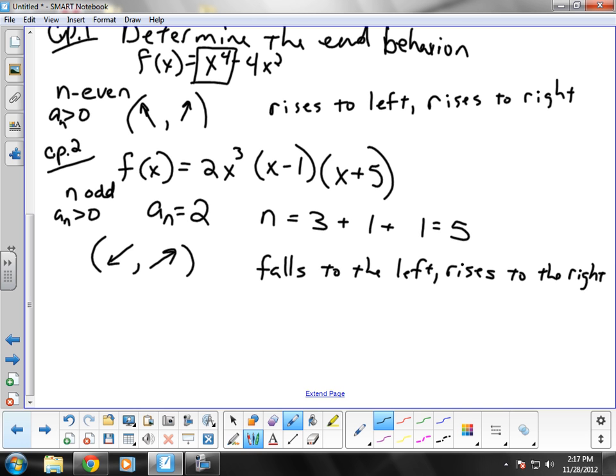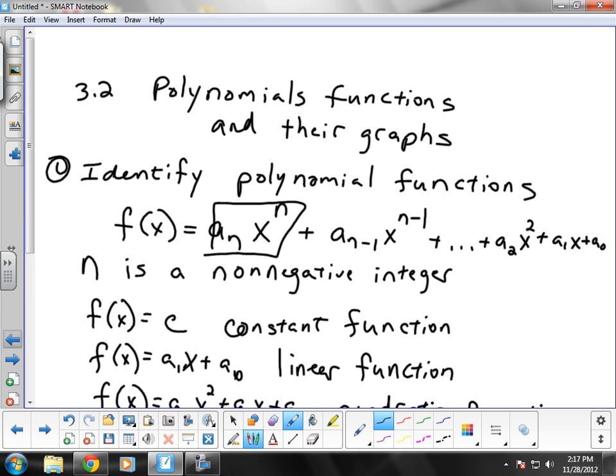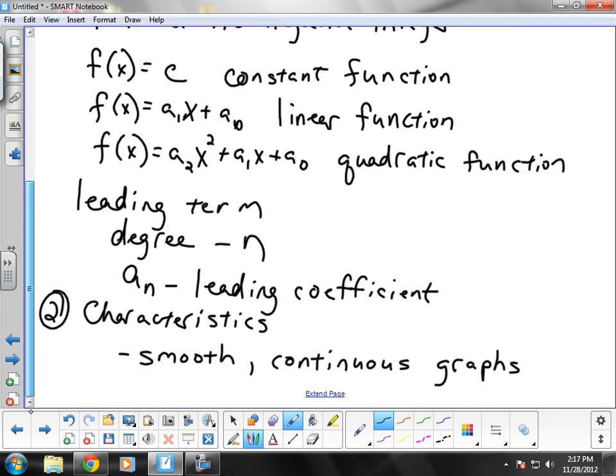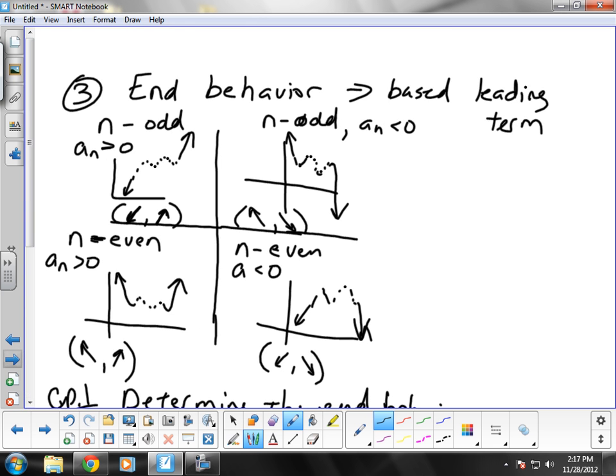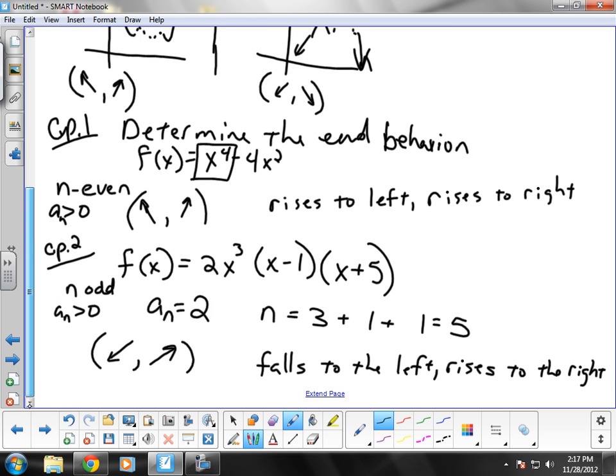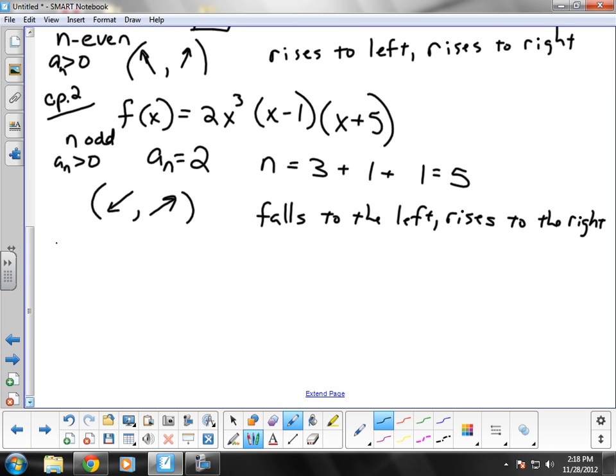Up and up? No, because one's got to face left and one's got to face right. So they're never going to go the same direction. I understand what you're asking me now. Sorry. All right, and checkpoint 3, the last example of end behavior.